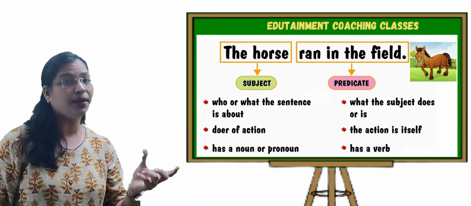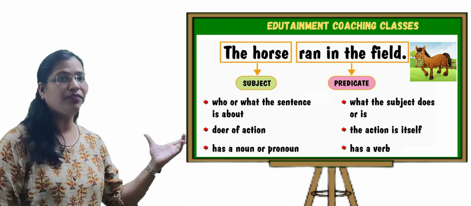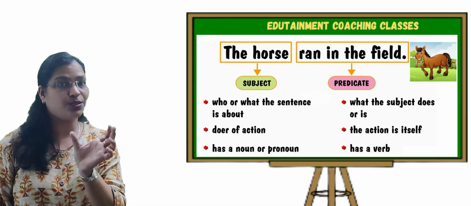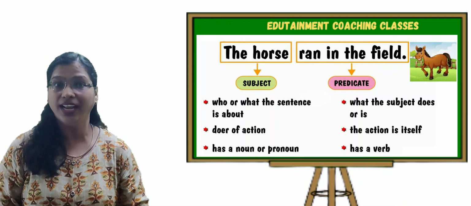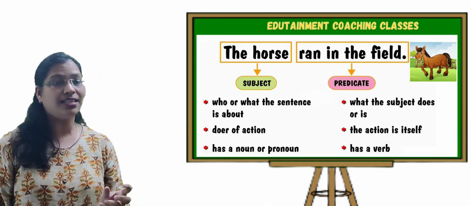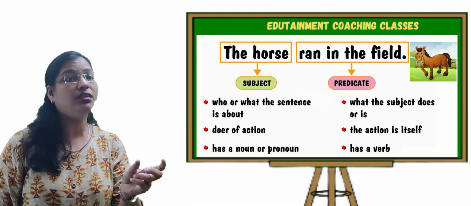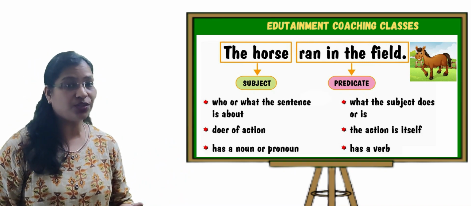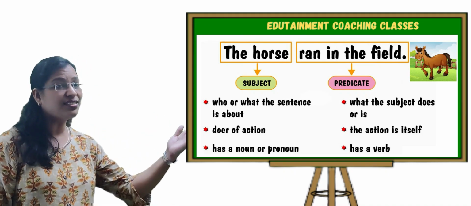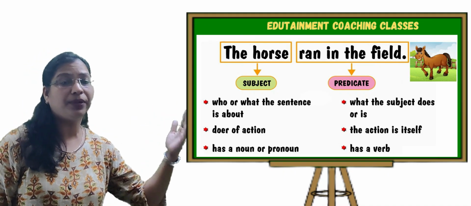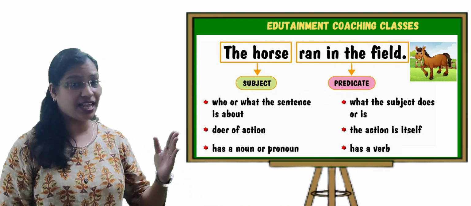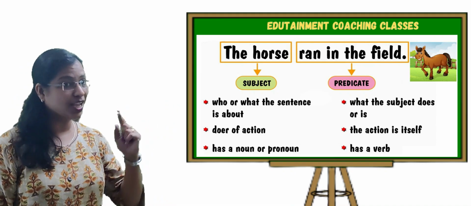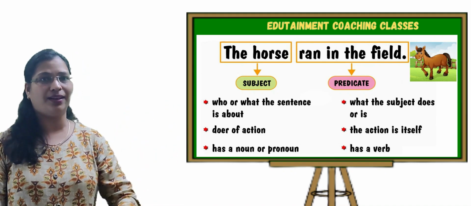Now let's see the predicate part. Ran in the field. So what about this part you can see? Yes, what the subject does or is, running, right? So it tells us about what the subject is doing. The subject is running in the field, right? So here the predicate is ran in the field. So the predicate has the action itself. It has a verb. Ran is the verb in this sentence. I hope you have understood this example well.